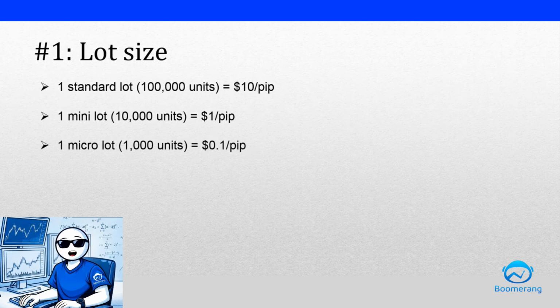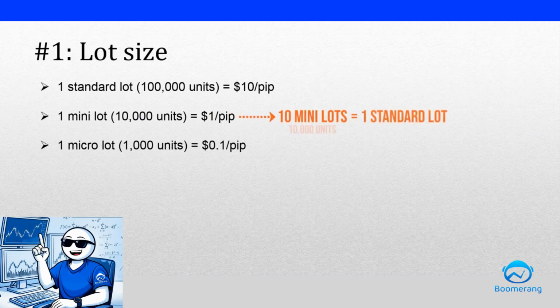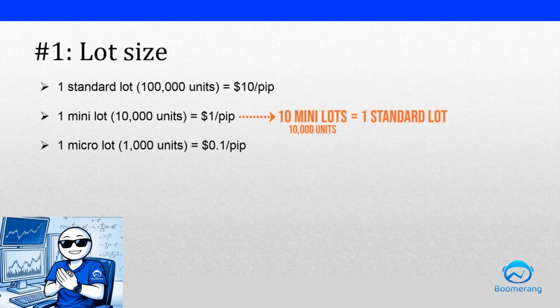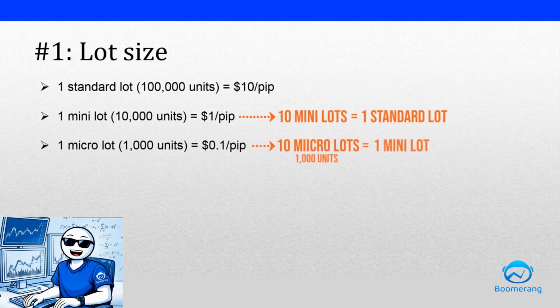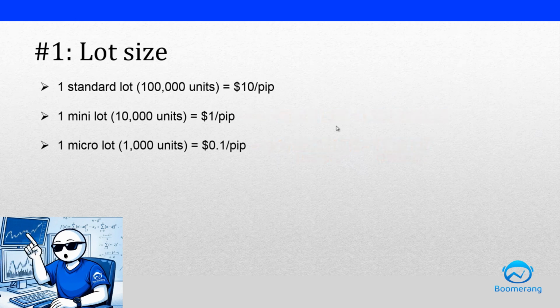One thing to point out is that 10 mini lots is equivalent to one standard lot, because if you look at this, 10,000 units multiplied by 10 is 100,000 units. So in other words, 10 mini lots is one standard lot. Needless to say, 10 micro lots equals one mini lot, as 1,000 units multiplied by 10 gives you 10,000 units. Okay, so bear this in mind.